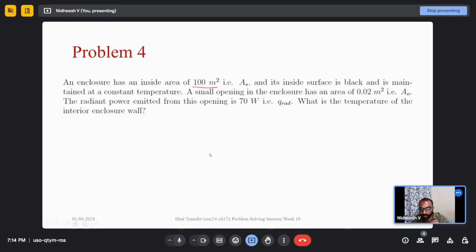Okay, first let's read the question. A small opening in the enclosure has an area of 0.02 meters square, that is A0. The radiant power emitted from this opening is given to us as 70 watts, that is Q radiated. What is the temperature of the interior enclosure wall? This is the problem. Take a minute to read the problem again, then we will discuss it.